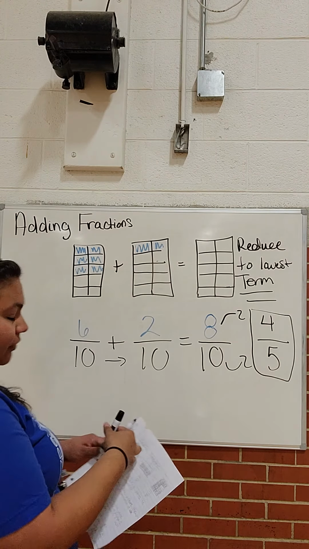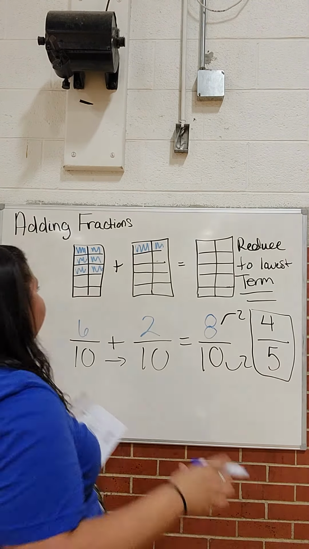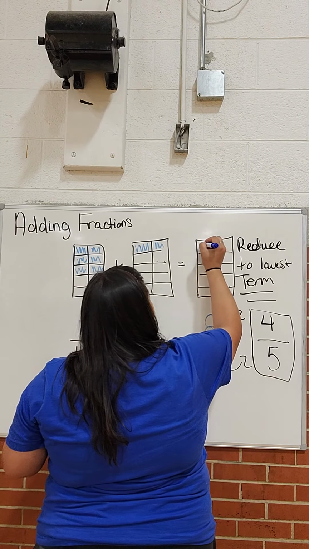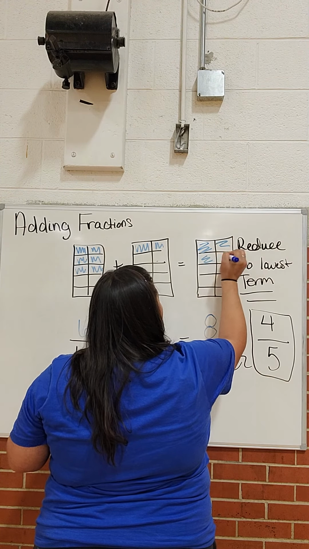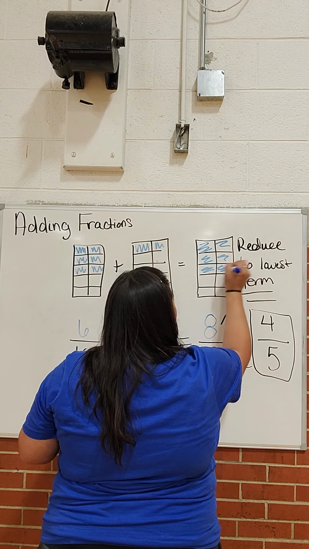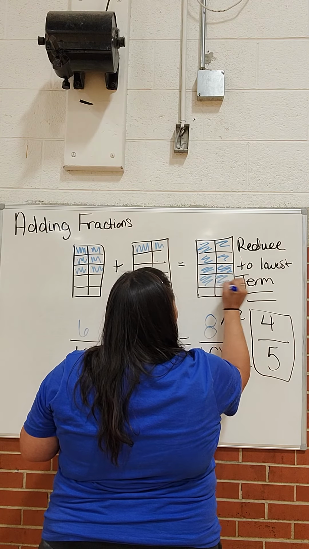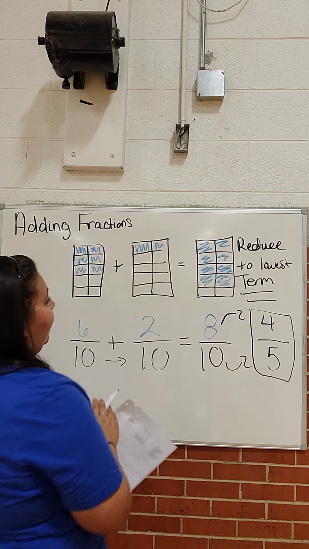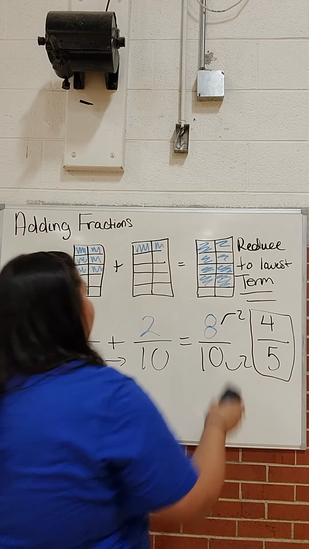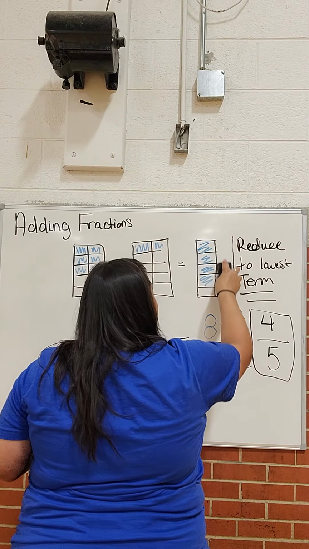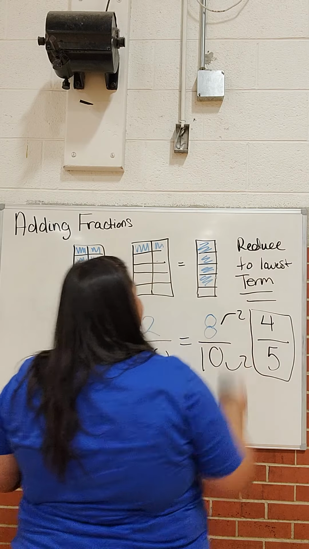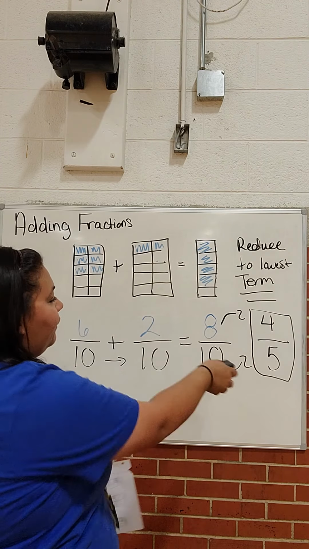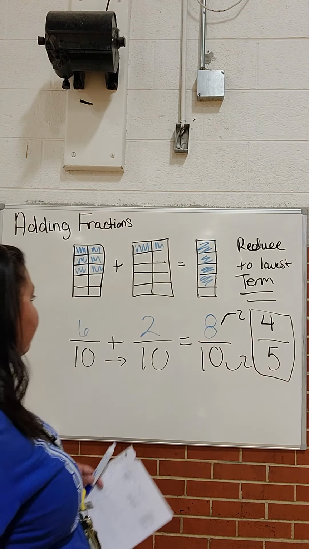In this picture though, at the top, we've got our 8 shaded in. Since you can divide that into 2, then you just take that, divide it into 2, and it leaves you with 4/5 in picture form.